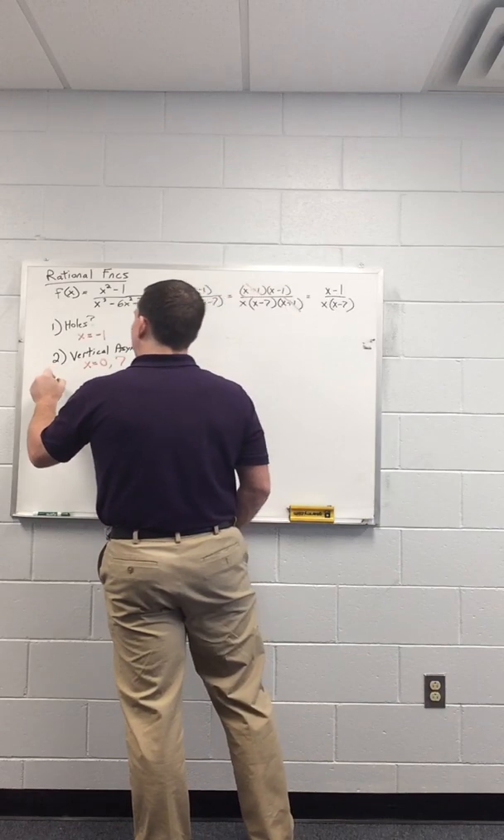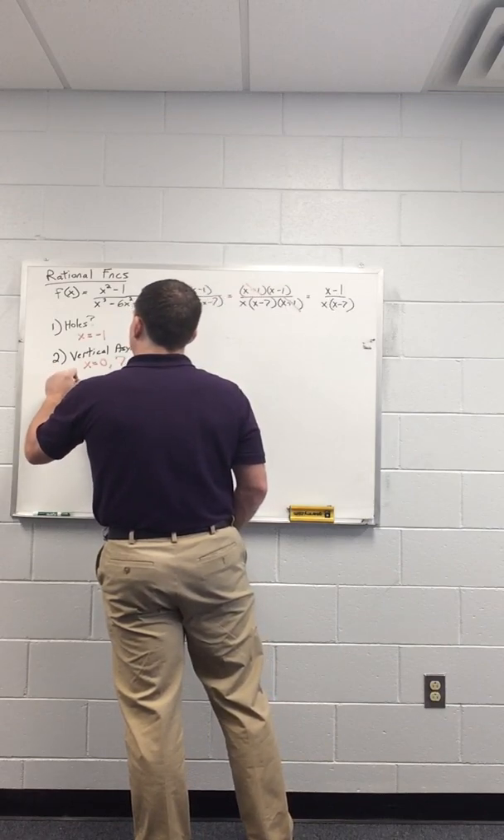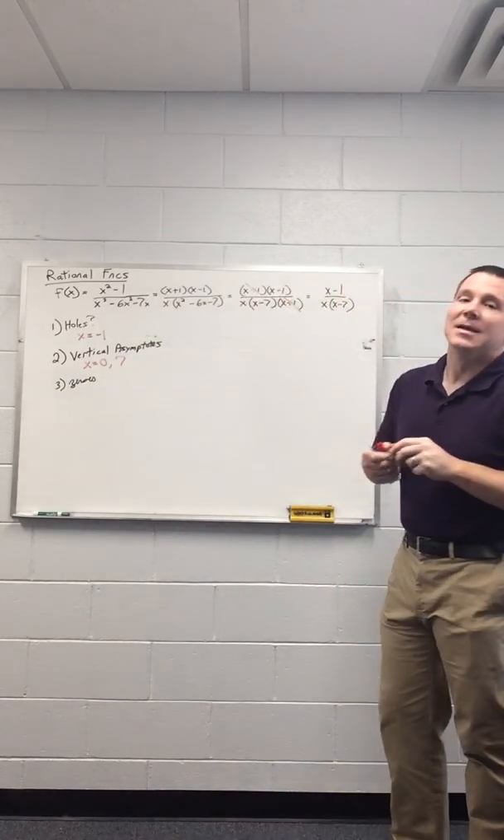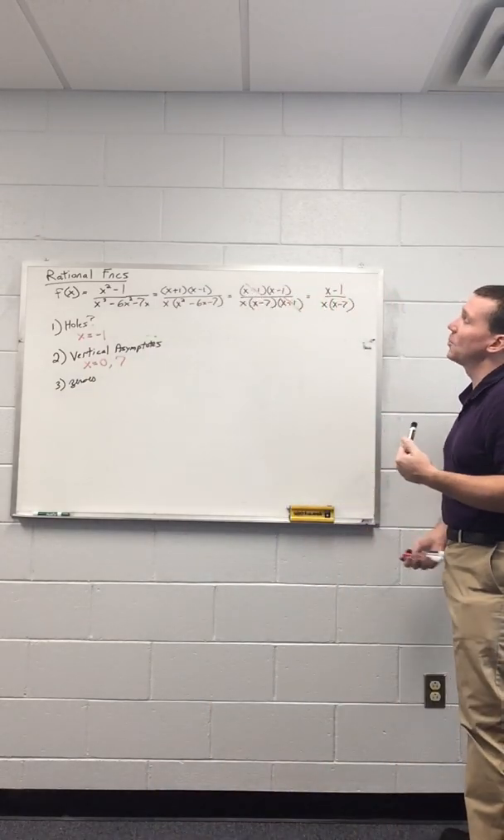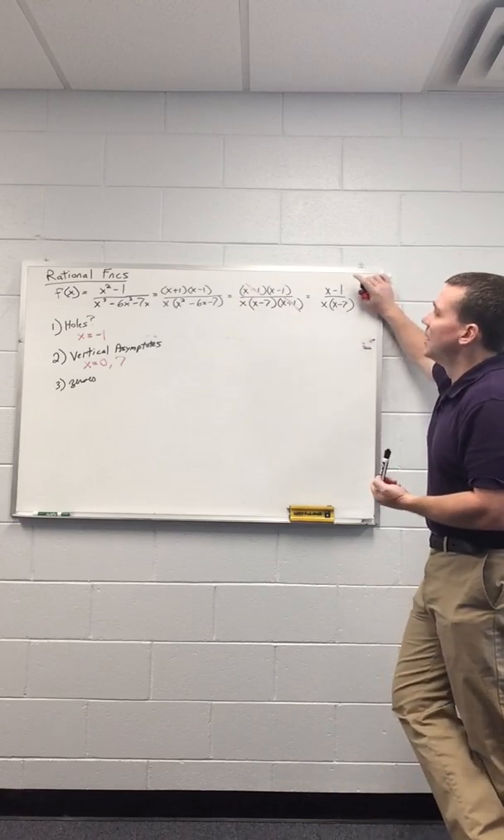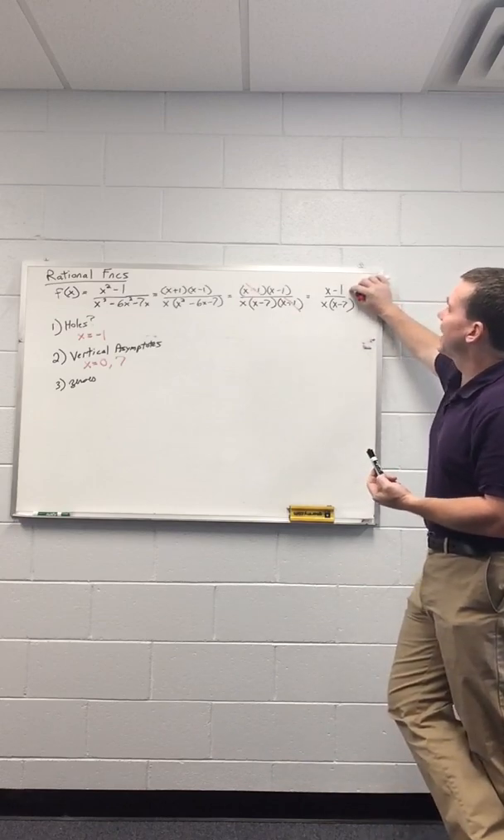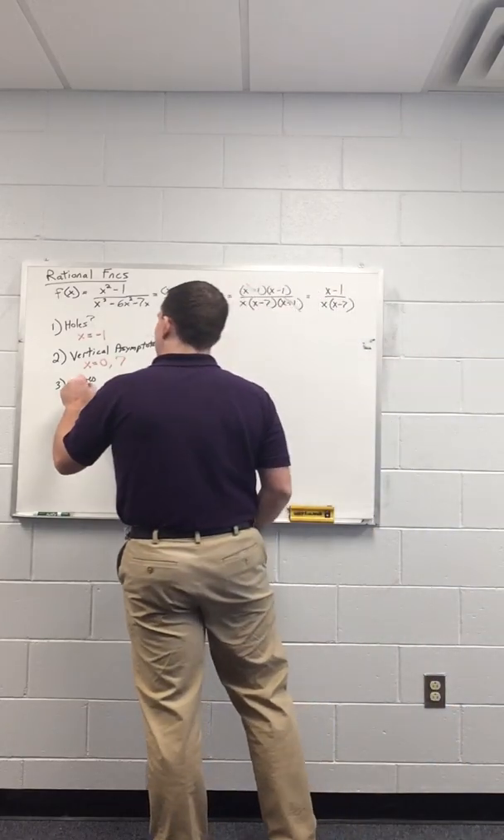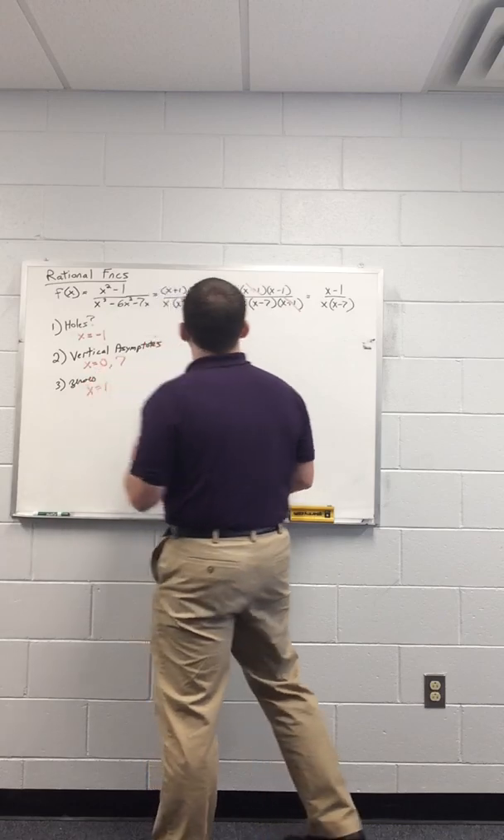Next up, once we find the vertical asymptotes, find the zeros of the graph. The zeros of the graph occur where the function is 0, which in this case is where the numerator is 0. So we'll have a 0 at x equals 1, because on top we have x minus 1. So we'll have a 0 at x equals 1.